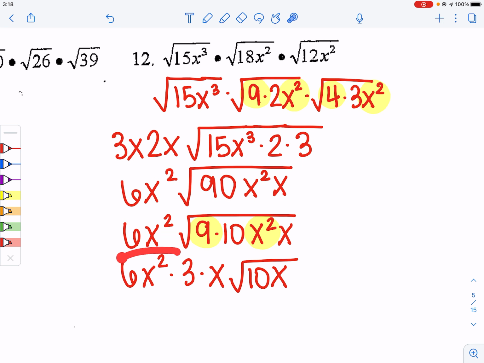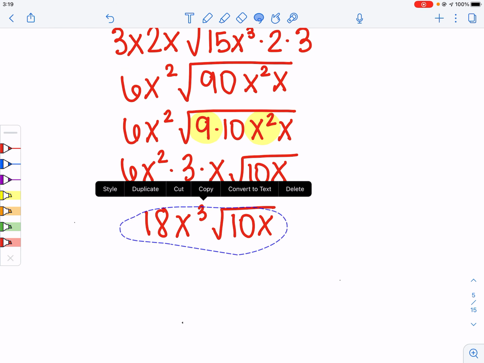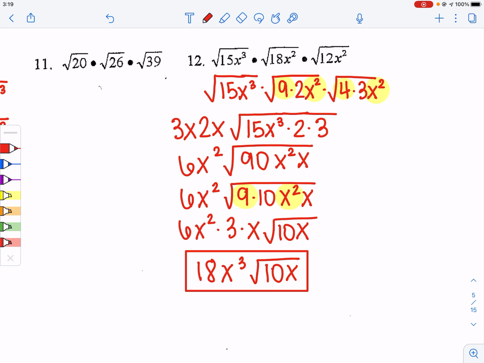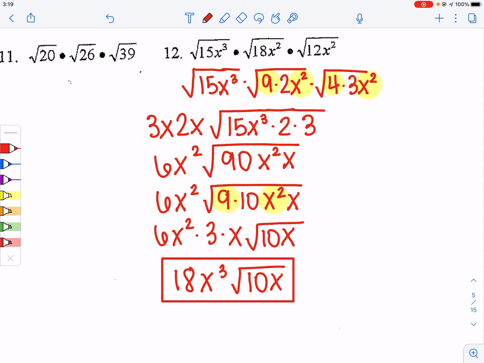And then lastly, let's fix this stuff up here. So I know that 6 times 3 gives me 18. I'm doing x squared times x, which gives me x to the third, and then I have root 10x. All right, let's box this in. And then again, there are lots of ways you can do it. You can take care of your variables at the beginning, like I did. You can multiply your variables, so have x to the third, x squared, and x squared, and you'll have x to the seventh, and then take care of it. Either way, you'll end up with the exact same answer. So I got 18x to the third, root 10x.